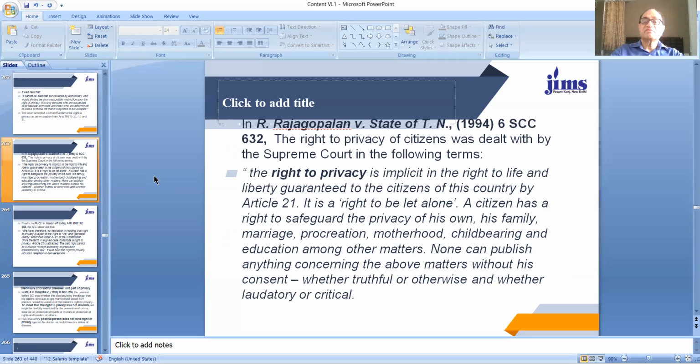A citizen has a right to safeguard the privacy of his own, his family, marriage, procreation, motherhood, childbearing, and education, among other matters. All these things are included in my privacy. I have my own privacy. I have privacy of my family, privacy of my marriage, privacy of procreation of children, privacy of motherhood, privacy of childbearing, and privacy of education also. None can publish anything concerning these matters without my consent, whether truthful or otherwise, and whether laudatory or critical. You will have to take my permission because it is my fundamental right to privacy.